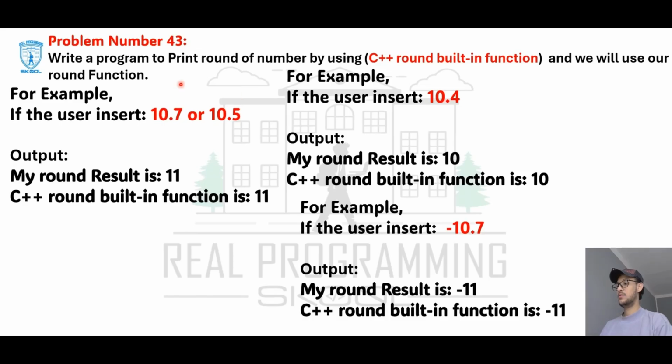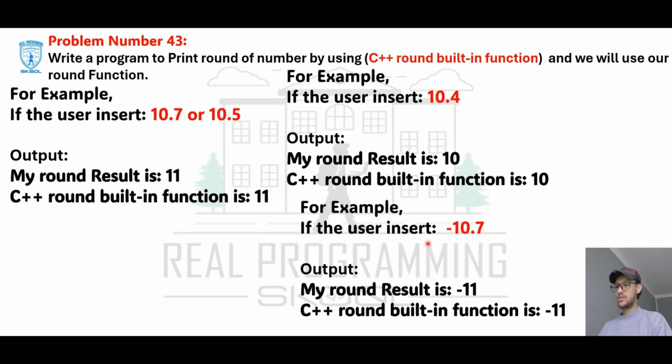Let's remind you a little bit what the round function does. If the user inserts 10.7 or 10.5, the output should be 11. From 10.5 till 10.9, the result should be 11, whether from our function or the C++ round built-in function. And if the user inserts 10.4, less than 10.5, the output should be 10, using both functions, mine and the C++.